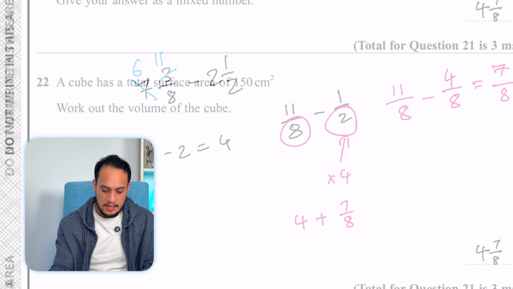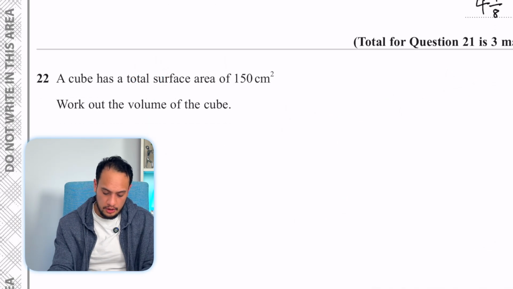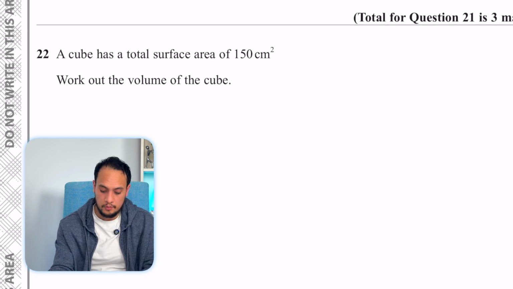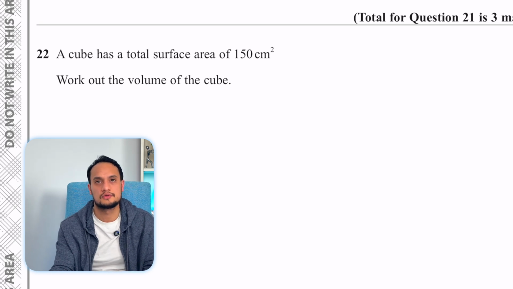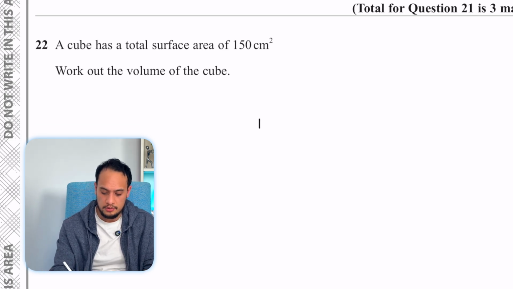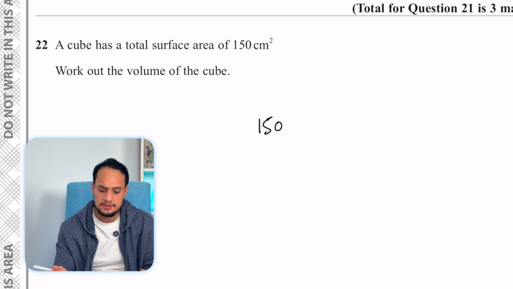Okay. Now, a cube has a total surface area of 150 centimeters squared. Work out the volume of this cube. So the surface area is found by finding the area of each individual face and times it by 6 because there's 6 faces on the cube. So what I'm going to do first is do 150 centimeters squared divided by 6.